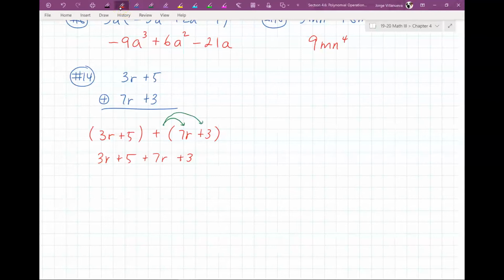Now, 3r plus 7r, these are like terms, so let me highlight them. And then the 5 and the 3, those are like terms. So I'm just going to combine the like terms. So 3r plus 7r, that's 10r. And then 5 plus 3, that's 8. And that's your answer. You'll get the same answer if you add them vertically, so there's nothing wrong with that. Number 15.